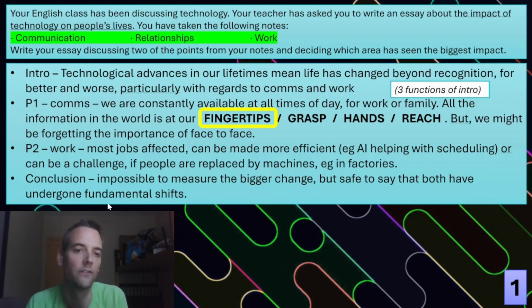But both have undergone fundamental shifts. A nice expression to make it really sound like I know what I'm talking about. If you can use those kind of expressions, that would be really impressive. So from this plan, it would be very easy to write an essay. That's the idea. Now you as a good student need to be able to write plans like this, express these typical ideas, turn them into an essay.